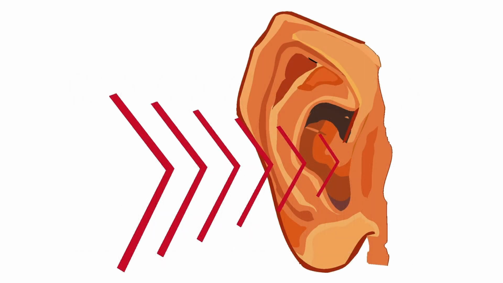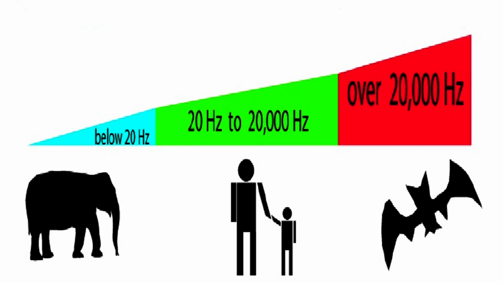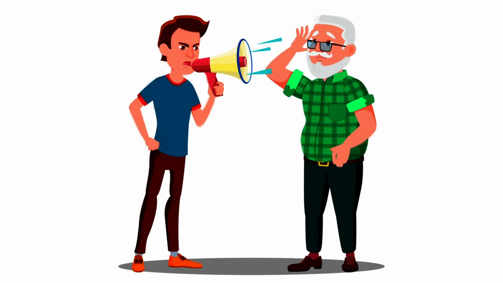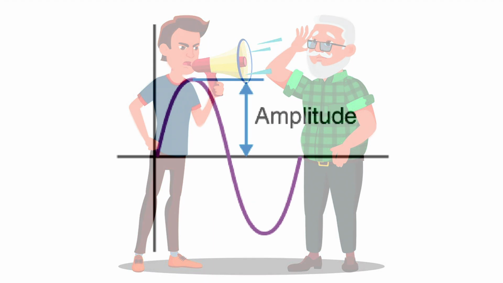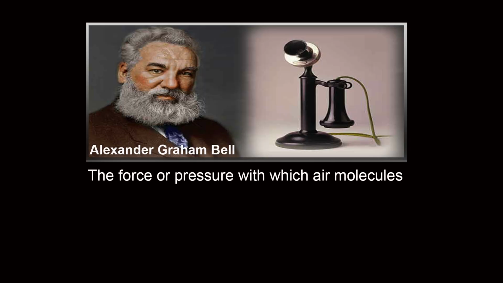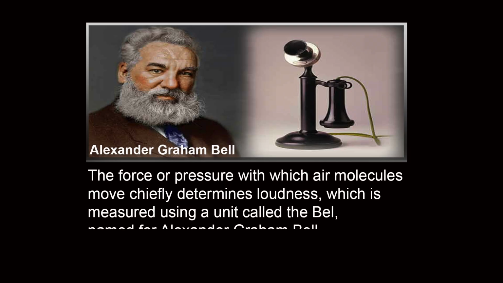The human ear can hear sound frequencies from low bass tones of around 20 Hz up to high pitched sounds of about 20,000 Hz. However, adults' ability to hear such high frequencies varies a lot from one individual to another. The loudness of a sound is determined by a measure called amplitude. The force or pressure with which air molecules move chiefly determines loudness, which is measured using a unit called the bel, named for Alexander Graham Bell.